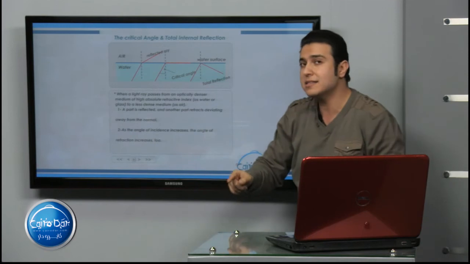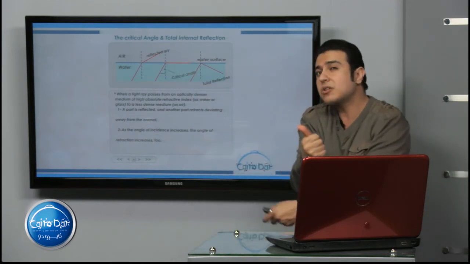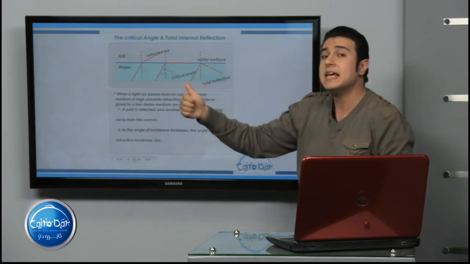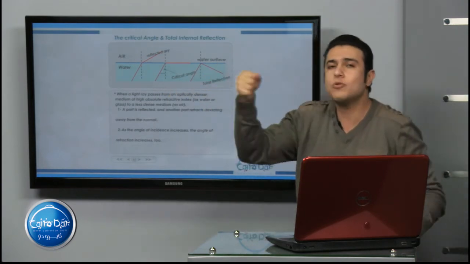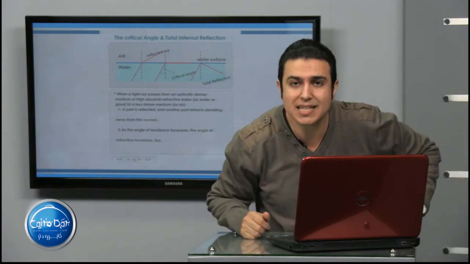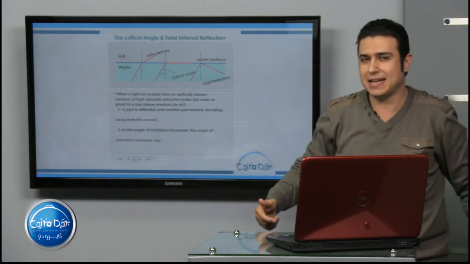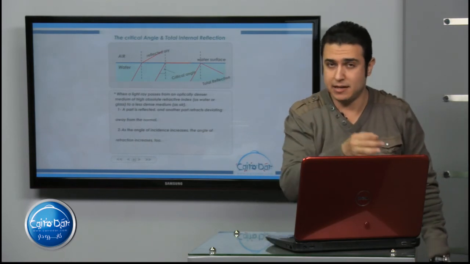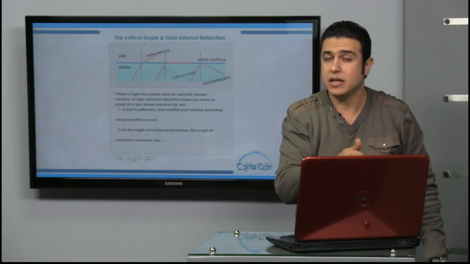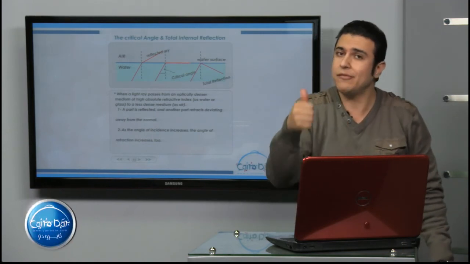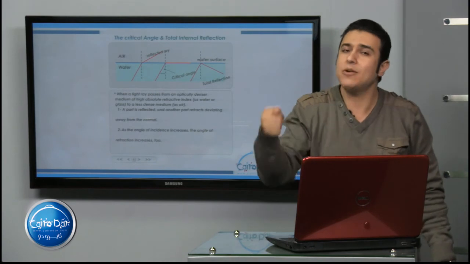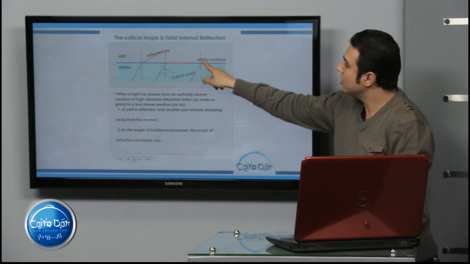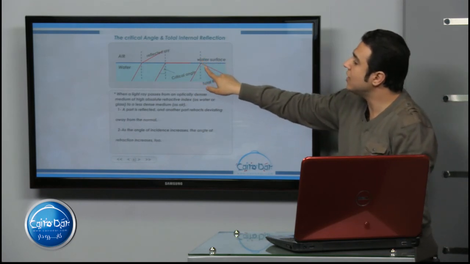It is the angle of incidence in the more dense medium that corresponds to an angle of refraction in the less dense medium equal to 90 degrees. This is the critical angle. Why do we call it the critical angle? Because if a light ray falls at an angle of incidence greater than the critical angle, like this, total internal reflection happens.